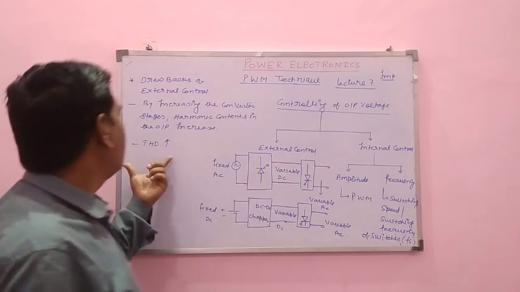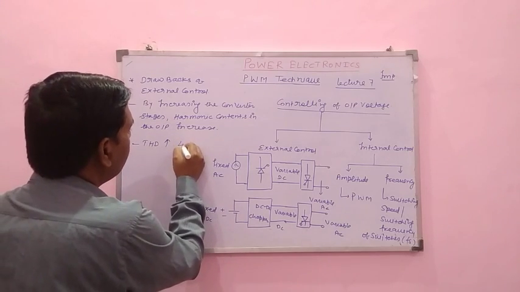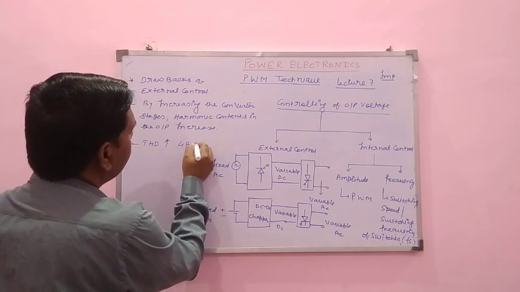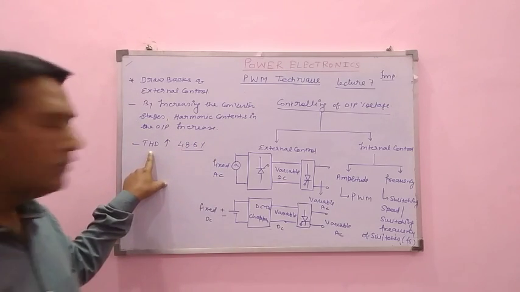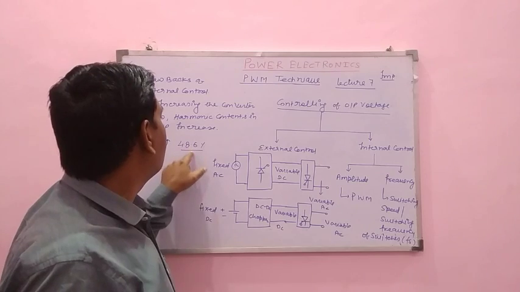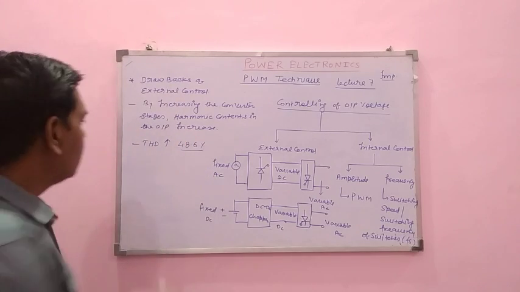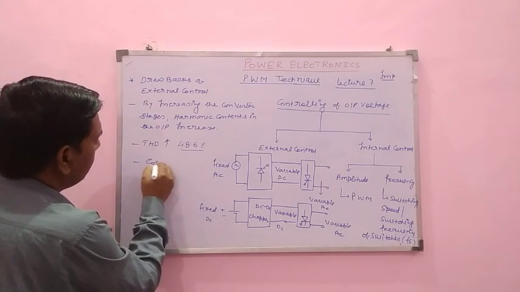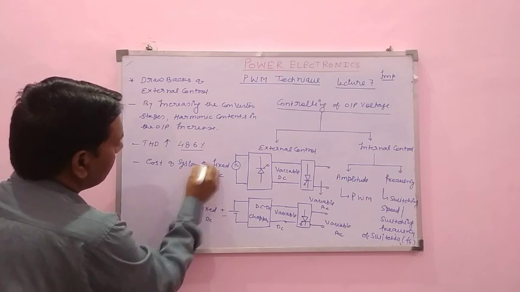You know that we have calculated the total harmonic distortion. It is equal to how much? It is 48.6%. So total harmonic distortion will increase from 48.6% onward. So it is not desirable. Second, the cost of the system increases. Cost of system will increase.